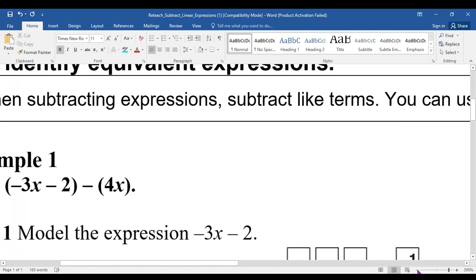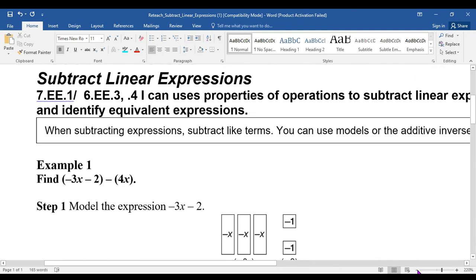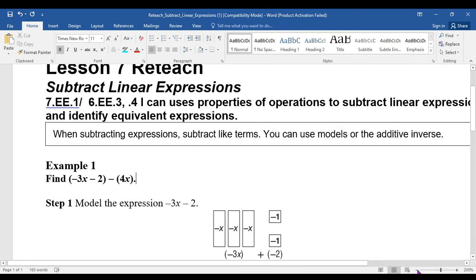Today we're working with subtracting linear expressions. By the end of this lesson, you should be able to use the properties of operations to subtract linear expressions and identify equivalent expressions.